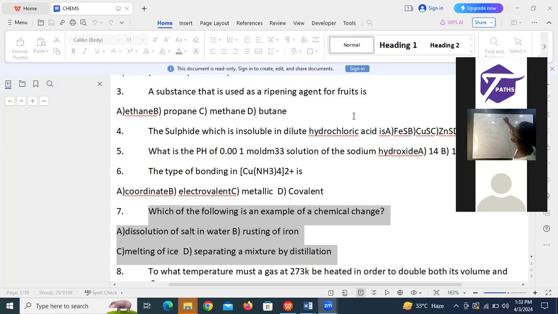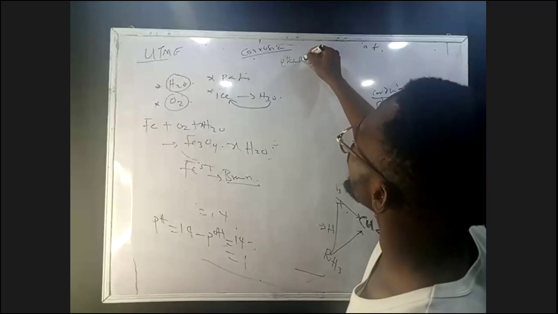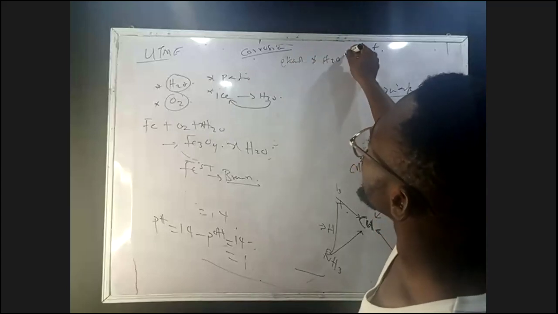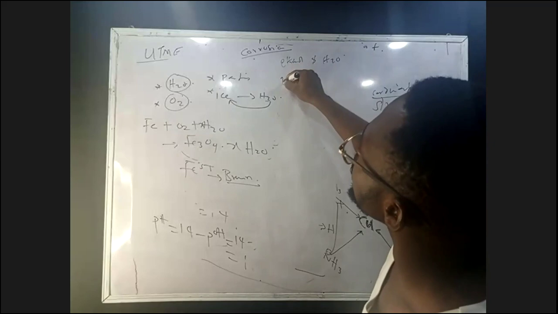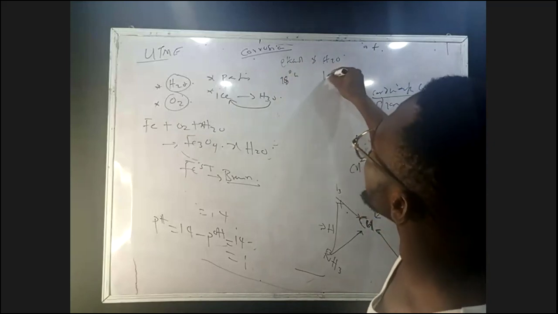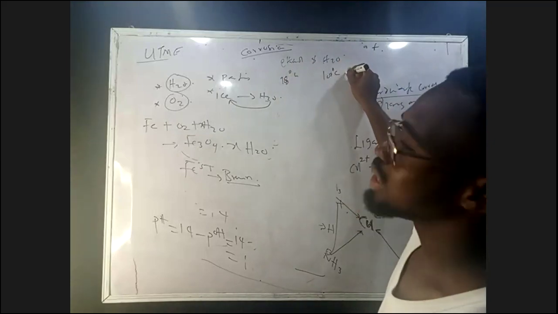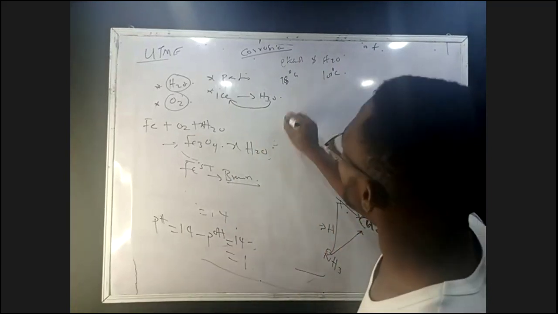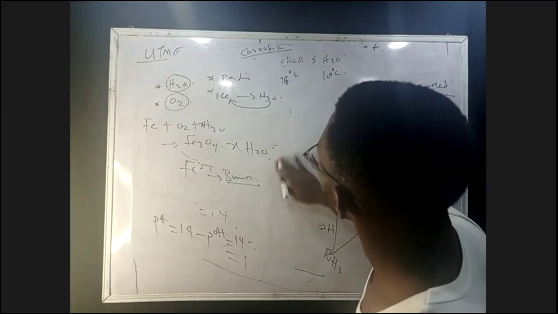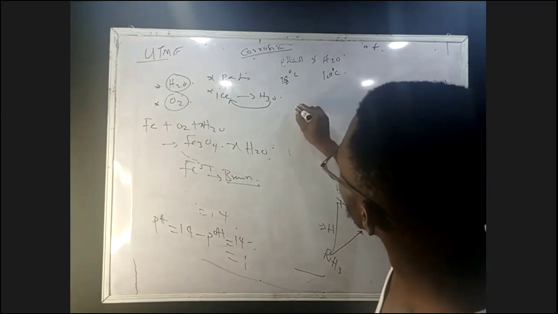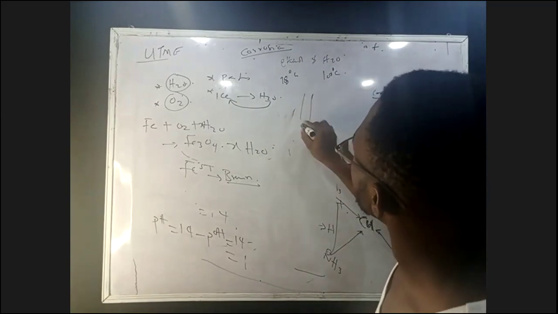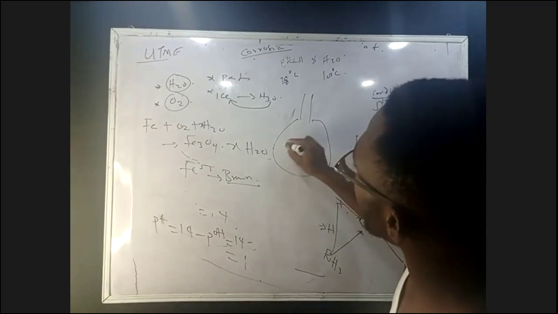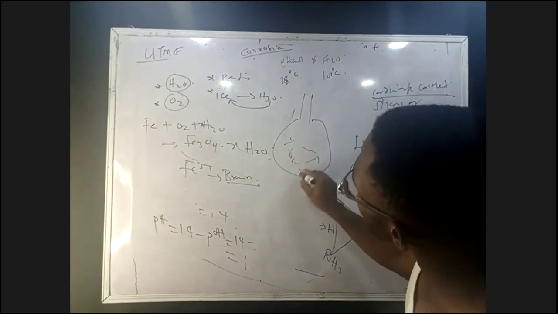You can separate ethanol, ogogoro, and water by distillation. Why? Because ethanol has a boiling point of 78. Water has a boiling point of what? 100. So that difference in the boiling point is what is responsible. That is why when you have a mixture of both of them in a jar, then you apply heat.